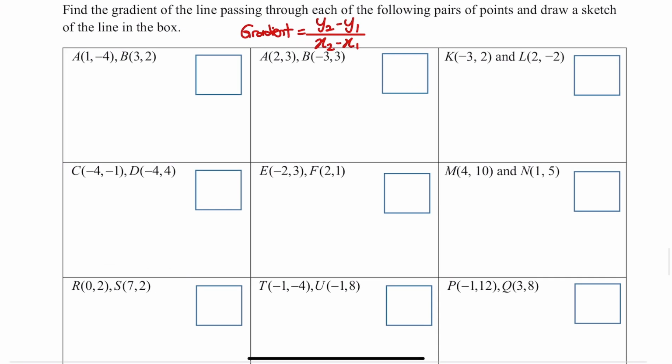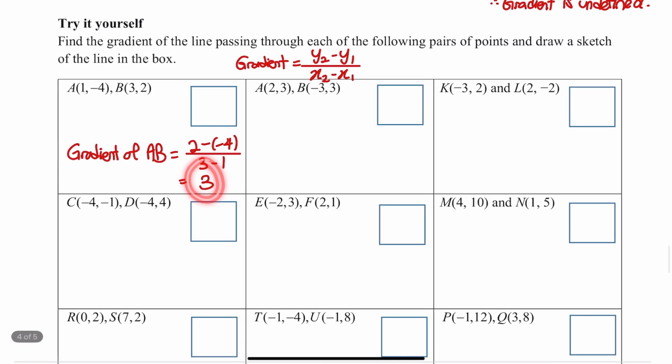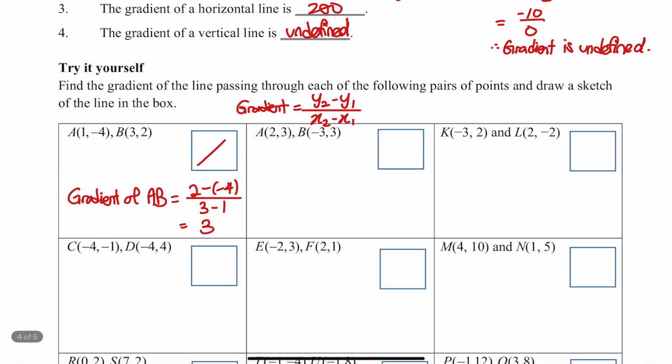So very quickly, I'll just work out all the solutions. Gradient of AB, y2 minus y1, 2 minus negative 4 over 3 minus 1. This should give me 6 divided by 2, 3. Okay, so it asks you to draw a sketch in the box. So this first line, positive gradient, is a rising graph, so an upward sloping graph.